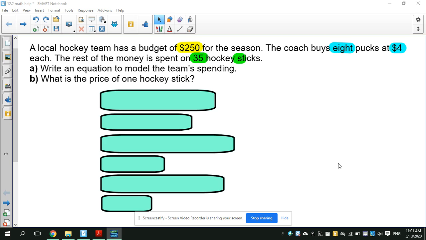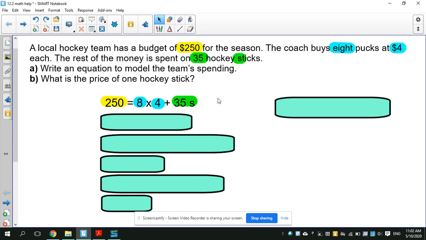So there's a few variables that we have to figure out, first of all. Now, we have to write an equation to model the team's spending. And what I've done is I've highlighted a few things for us to put into our equation. We have the $250 for the total spending for the season. We have the coach buying 8 pucks at $4 each, so that has to go into the equation. And we also have 35 hockey sticks. So our equation is going to look like this.